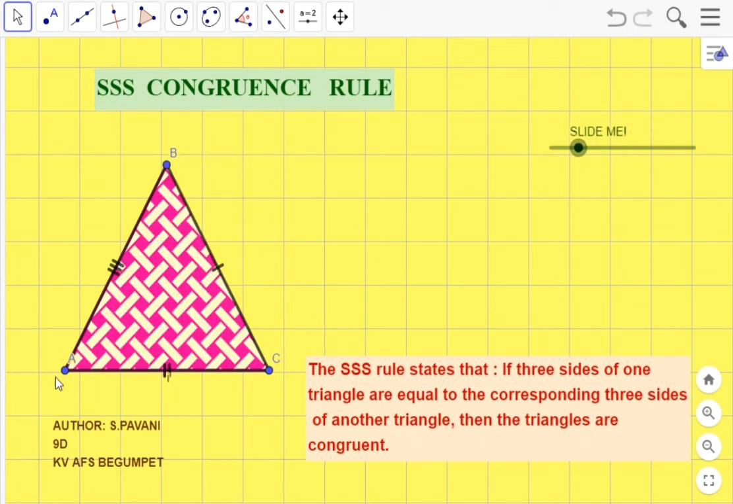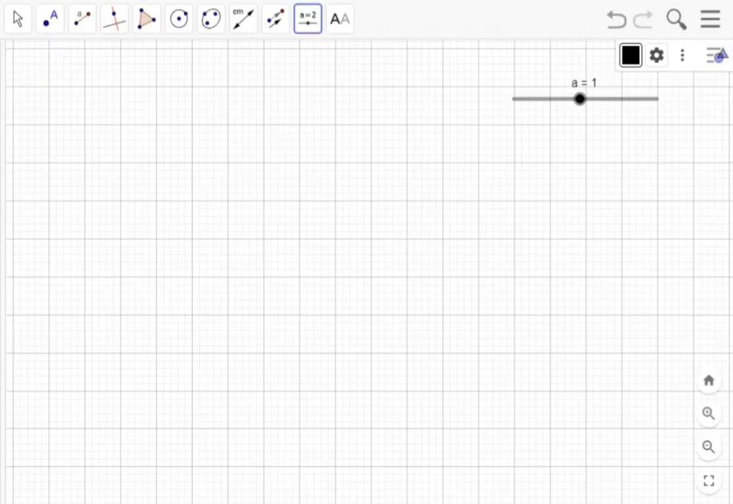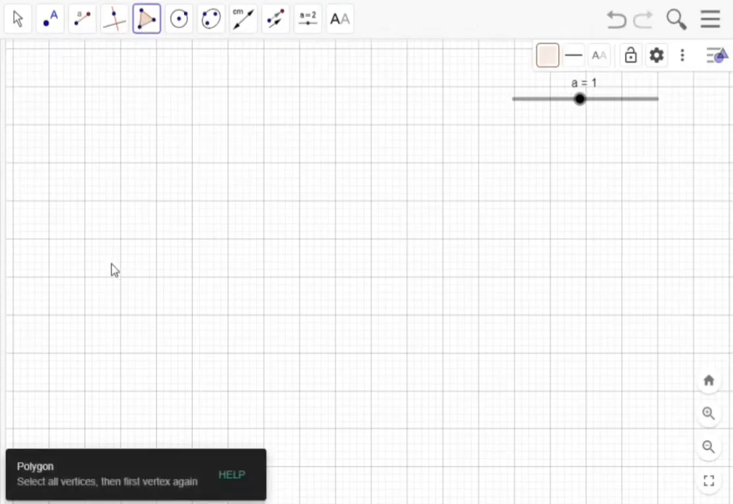Here we observe that triangle EGF exactly covered triangle ABC. Now these two triangles are congruent. Now let's construct this using GeoGebra tools. Take a slider. And now select the polygon tool to construct a triangle.